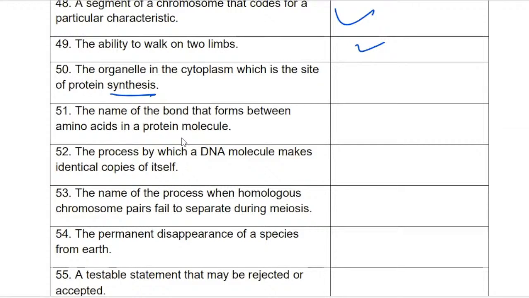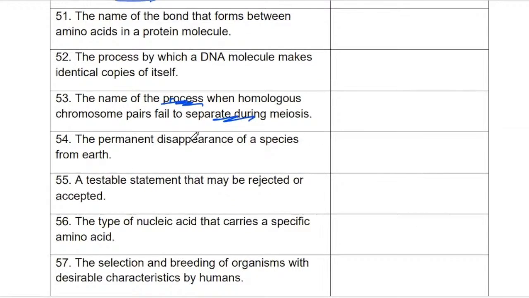Name the process where homologous chromosomes fail to separate during meiosis. How do we call that? The process is nondisjunction, failing to separate during meiosis, and the phase is anaphase. So we call it nondisjunction. Permanent disappearance of species from the earth is extinction. The testable statement that may be rejected or accepted is a hypothesis. The type of nucleic acid that carries amino acids, we call it transfer RNA.